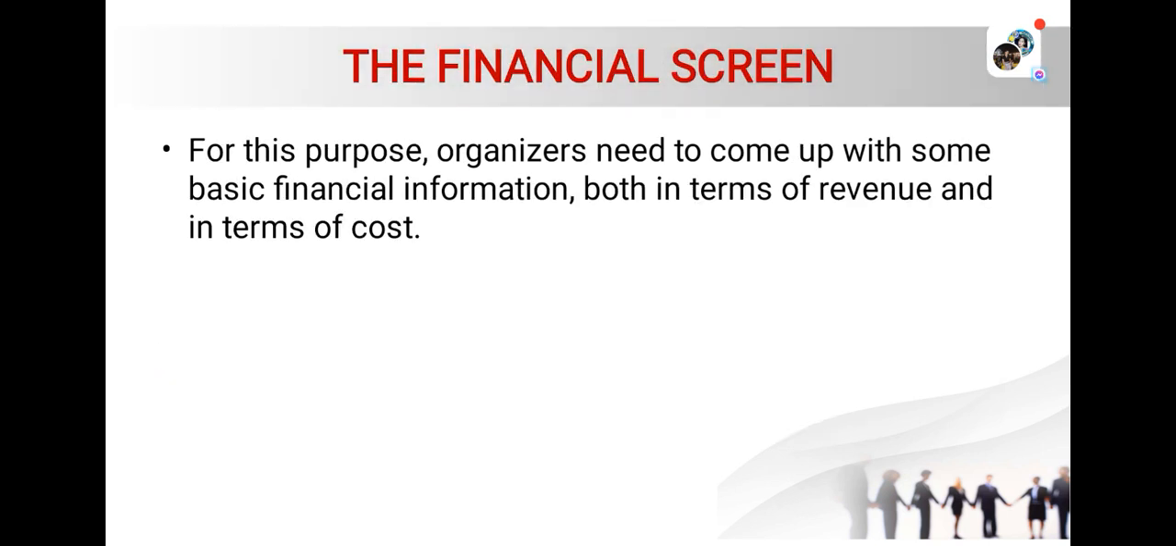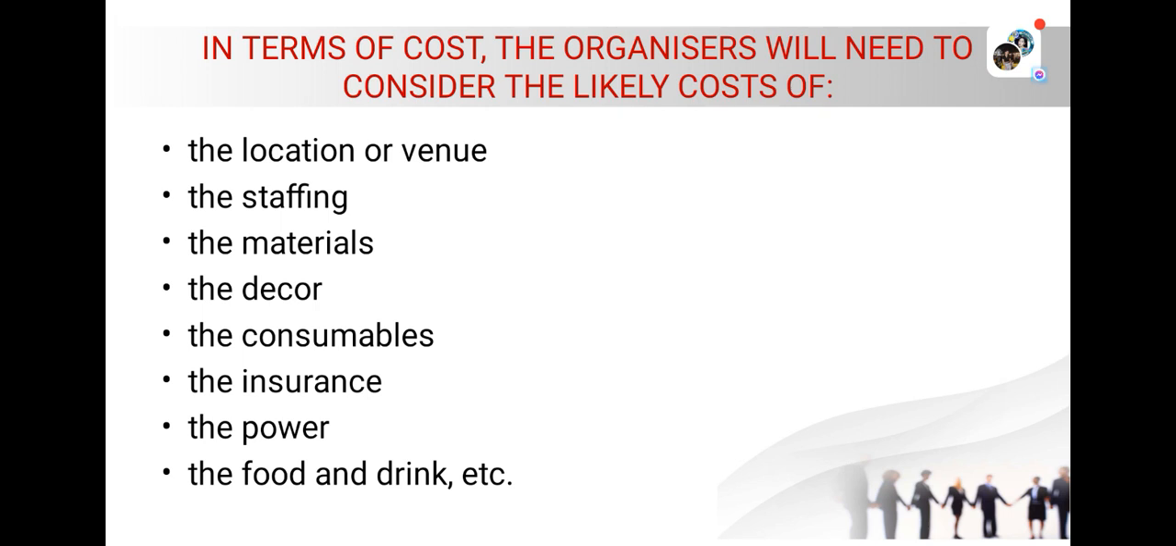Next is the financial screen. So for this purpose, organizers need to come up with some basic financial information, both in terms of revenue and in terms of costs. Let's say for example, this includes analyzing the cost and preparing the budget for the events. So in terms of cost, the organizers will need to consider the likely cost of the location or venue, the staffing, the materials, the decor, the consumables, the insurance, the power, the food and drinks, and etc.